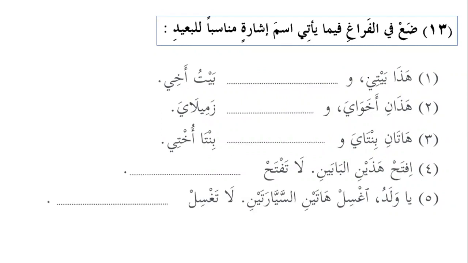Exercise number 13, ضَعْ فِي الْفَرَاغِ. So it will be basically "put in the blanks", so we will say fill in the blanks. Fi ma. Fi means inside, and ma, as we know, is ma al-mawsula. Alladhi ya'ti, that comes. Isma isharatin, the demonstrative pronoun, munasiban, suitable, lil ba'idi, for the distance. Fill in the blank in each of the following sentences with a suitable demonstrative pronoun indicating distance.